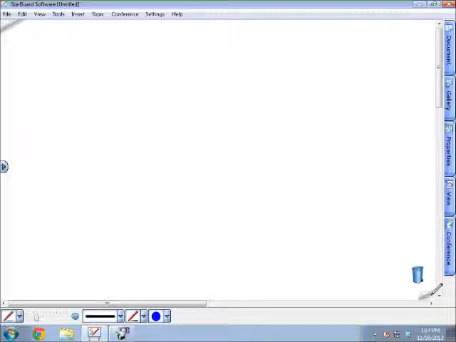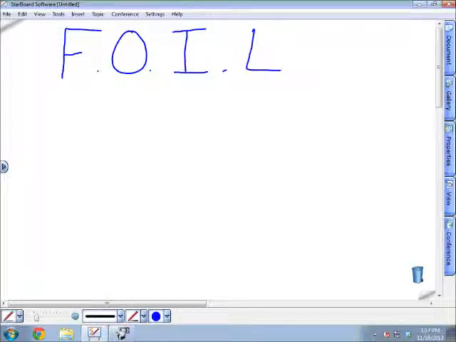And what's the acronym we use, Austin Farrell, when we're multiplying binomials? FOIL. And this will remind you the order that you should multiply these so that you don't forget any. It stands for first, outer, inner, last.